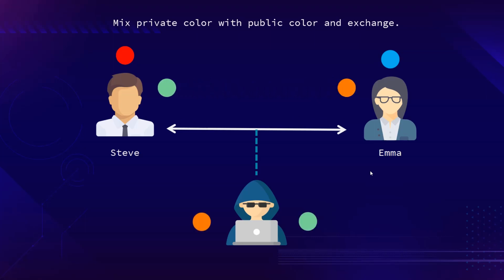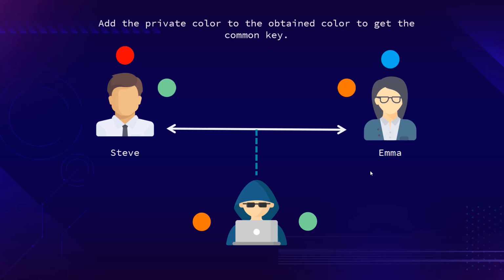And here we can see the hacker, whoever it is, will get both the colors. Now what will Shiv do? Whatever color he obtained from Emma, he will add his private color to the obtained color, and similarly Emma will do the same. So what happens is he adds his red color to the green color, and similarly Emma adds her blue color to the orange color. Now we can see both of them finally get the same color.